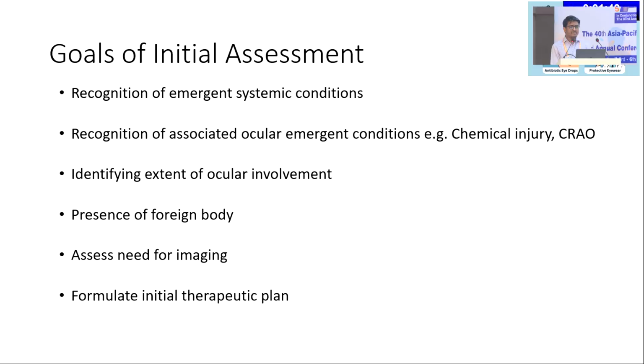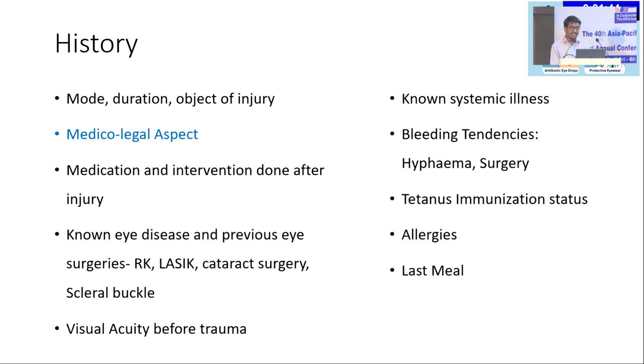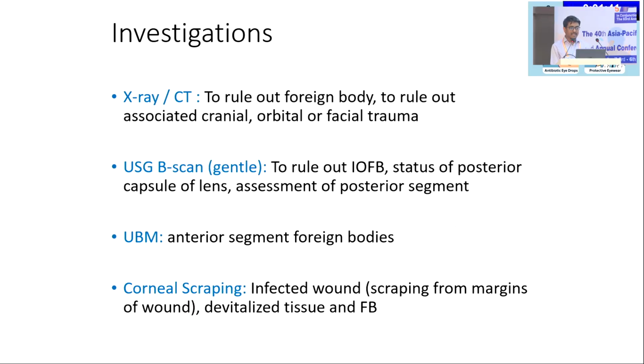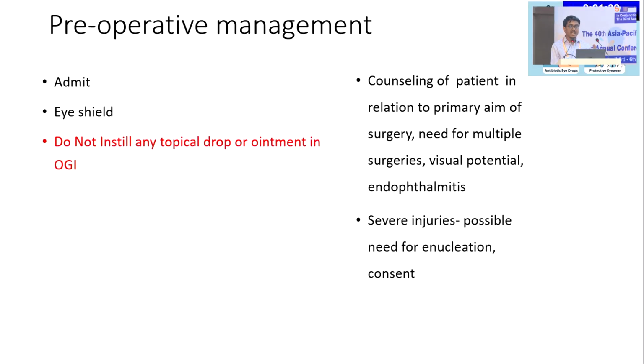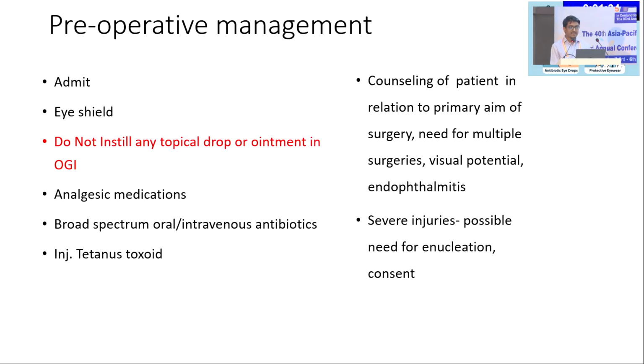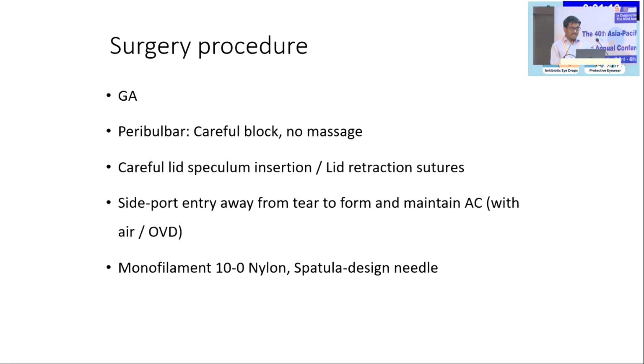The goal of initial assessment is to recognize any emergent condition, which sir has already talked about, so I'm not going into the details. Just remember, when a patient comes to you, get these investigations done, admit the patient, put an eye shield, do not instill any topical eye drops, give injection tetanus toxoid, and counsel the patient that this is just a primary surgery for closure and the patient might need subsequent surgeries. You can also talk about the risks associated, like endophthalmitis, and if the injury is severe, you might need to go for enucleation, so you should take the consent as well.